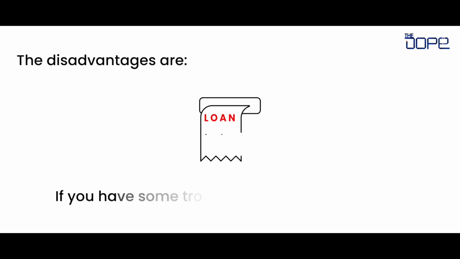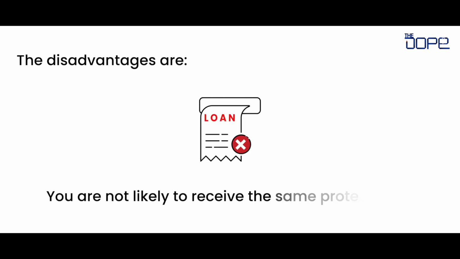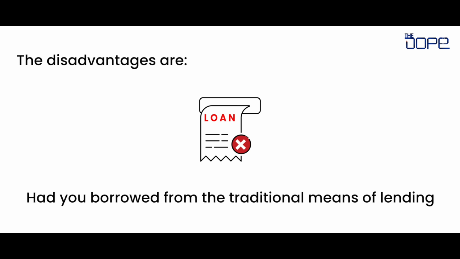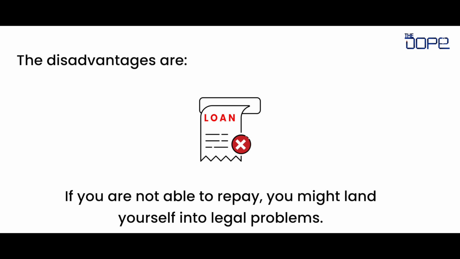Number 3. If you have some trouble in repaying the loan, you're not likely to receive the same protection which you would have received had you borrowed from the traditional means of lending. If you're not able to repay, you might land yourself into legal problems.